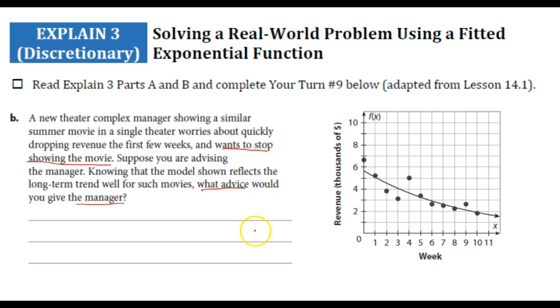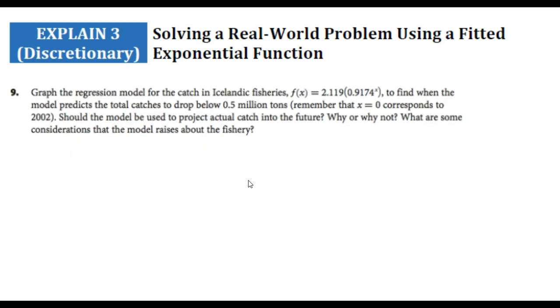So there's no real math involved in part B other than just analyzing the data and making decisions with it. After this, they do want you to do number E in the packet, so please go ahead and do the Explain 3 number 9, and we'll see you on the next video.